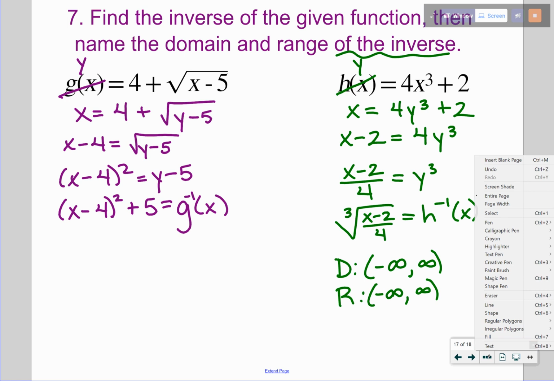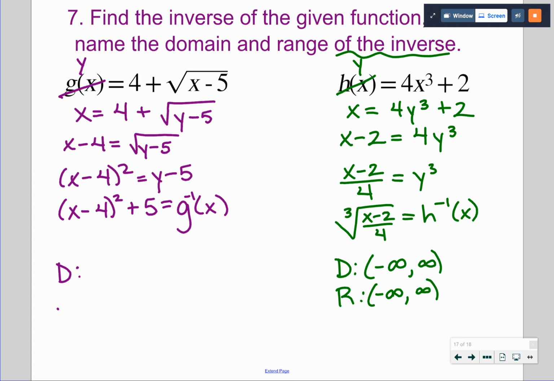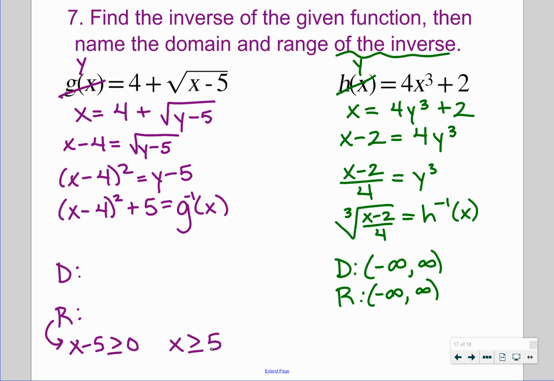Now, the second one is tricky. And here's why. I'm going to start with range. Okay? Range is the domain of the original function. I definitely have domain restrictions because we have a square root. So to solve for that range, I'm going to take what's under my square root. You should have done this yesterday on your test. Said that's got to be greater than or equal to 0. So x minus 5 greater than or equal to 0. So x has to be greater than or equal to what? 5 in the original function. So the range of my inverse is 5 to infinity.